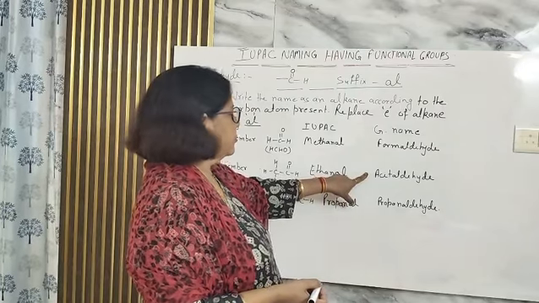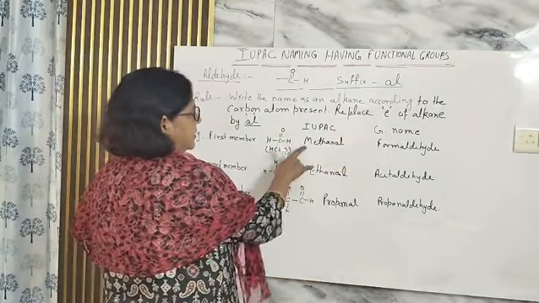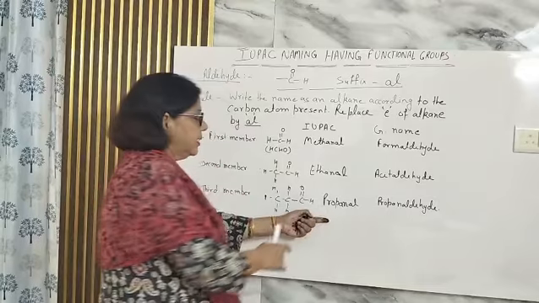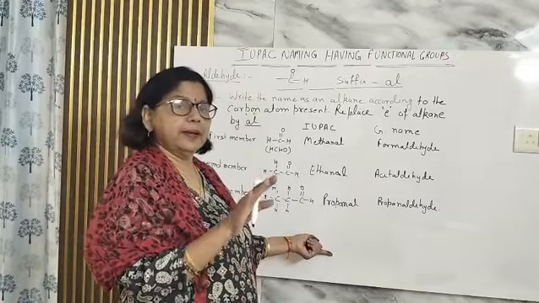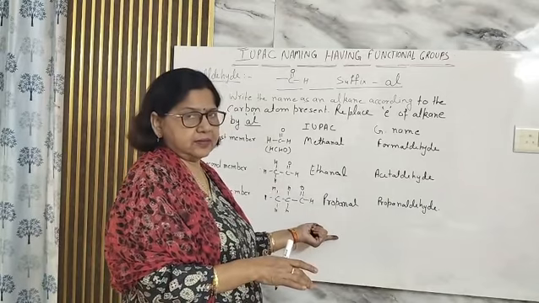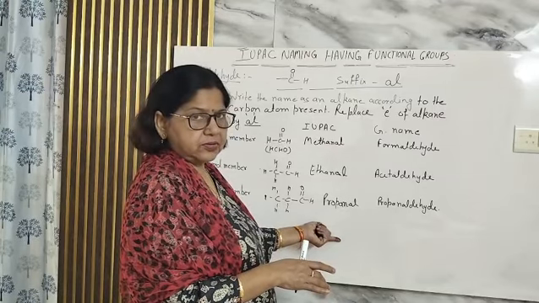Fine. So in that way, children, we may write down another 2 more: the methanal, ethanal, propanal, then another will be butanal, and our last will be pentanal. Fine. You draw these two structures, and the confusion you can discuss. You can ask your question in the question box. Thank you, children.